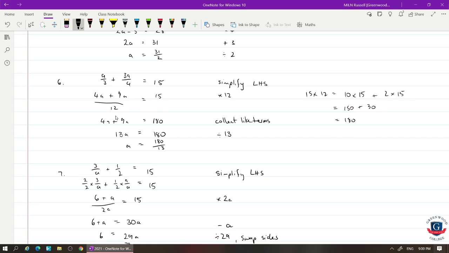4a plus 9a is just from over here. So now that we've multiplied both sides by 12, we can add these together because they're like terms. That gives us 13a equals 180. Then divide both sides by 13, we get 180 over 13.